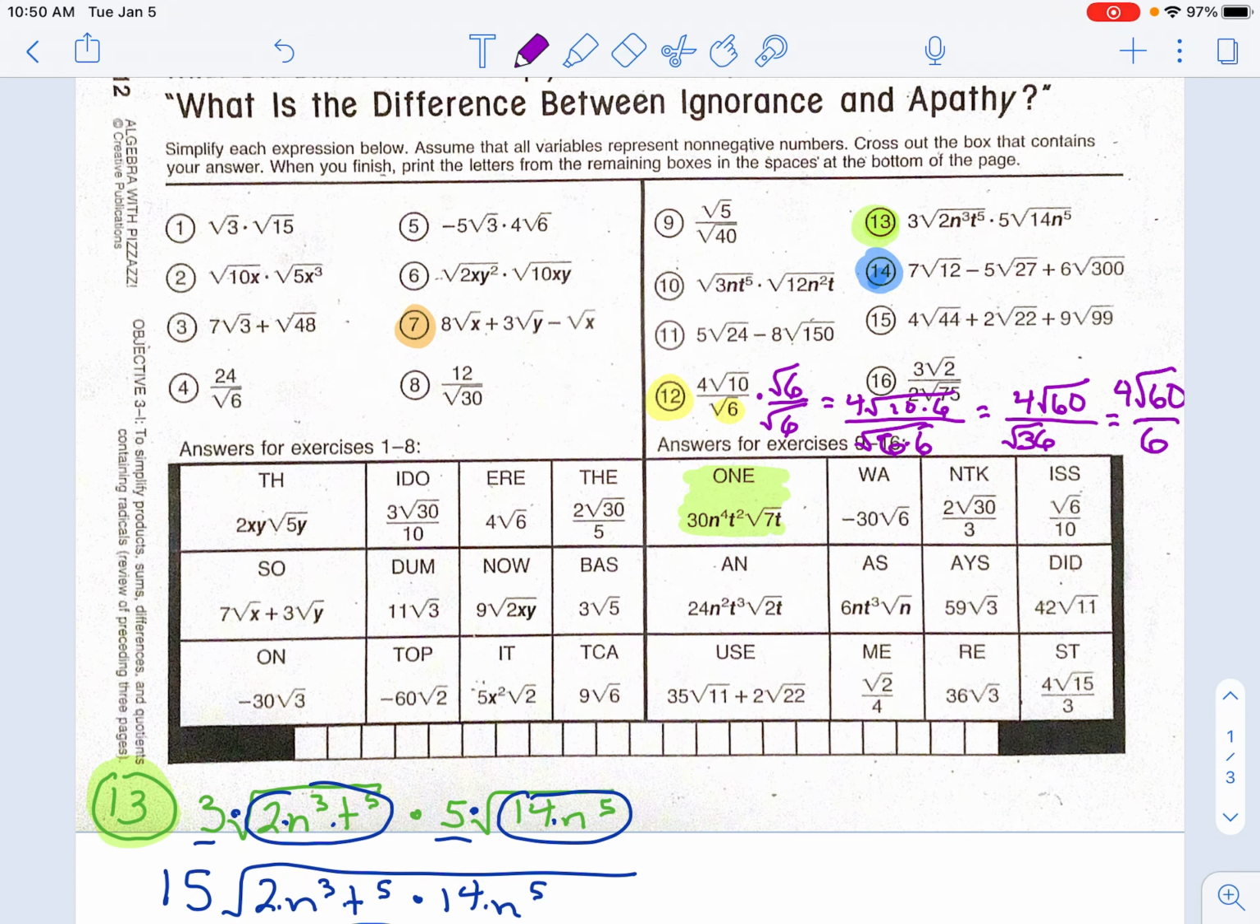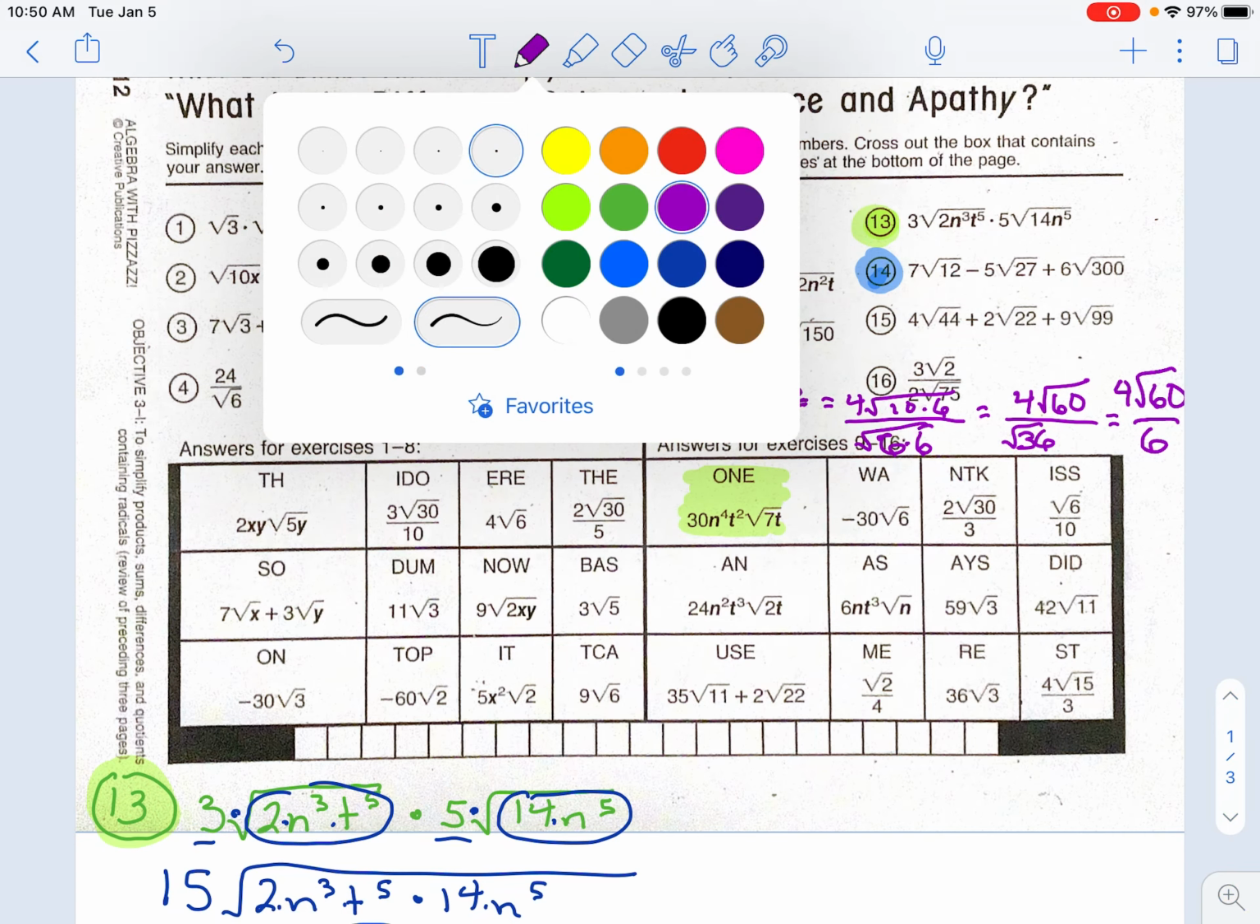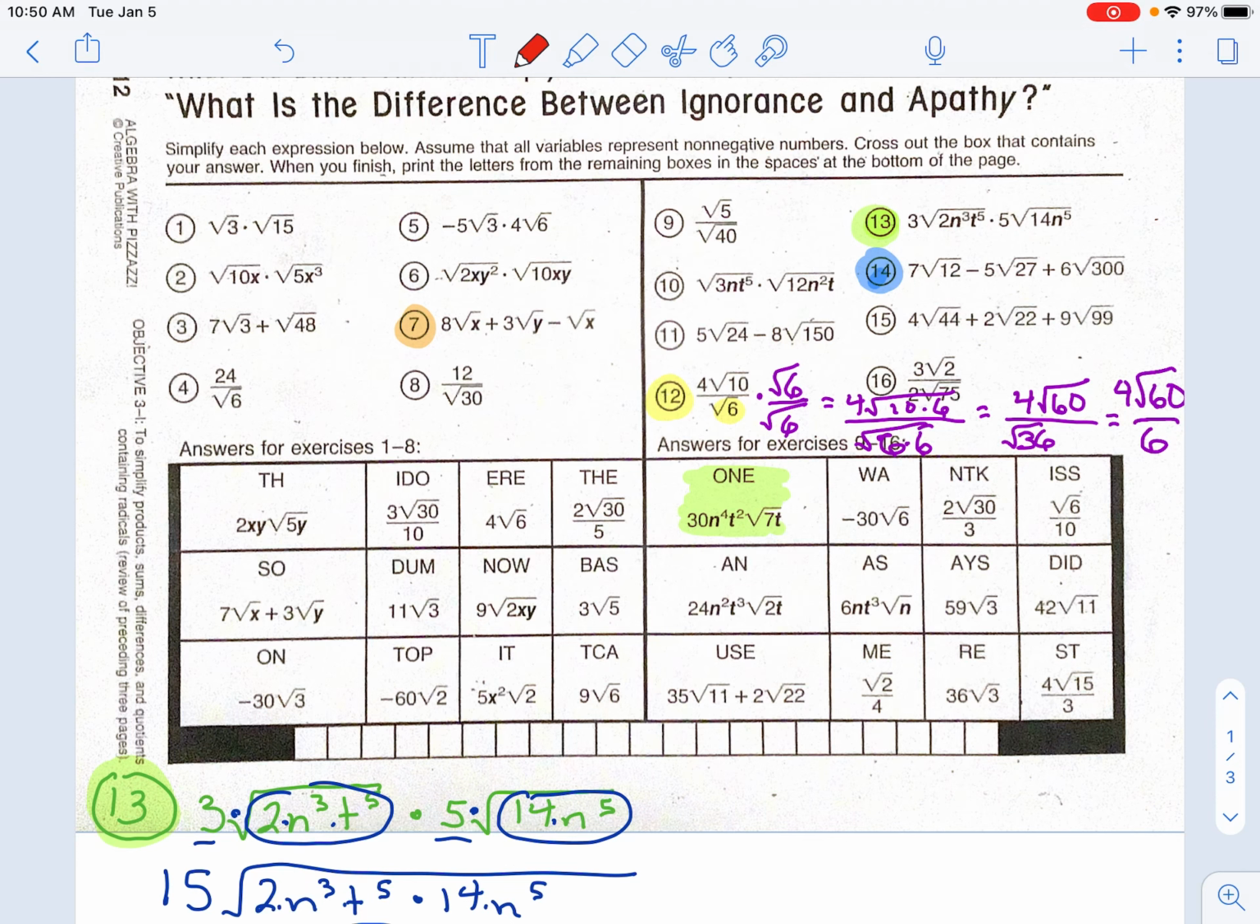But the problem with this question is we still have a perfect square under the radical. If we look at the square root of 60, there's still a perfect square that goes into 60. So we need to take 60 and break it into 4 times 15, because 4 is a perfect square and it goes in there.